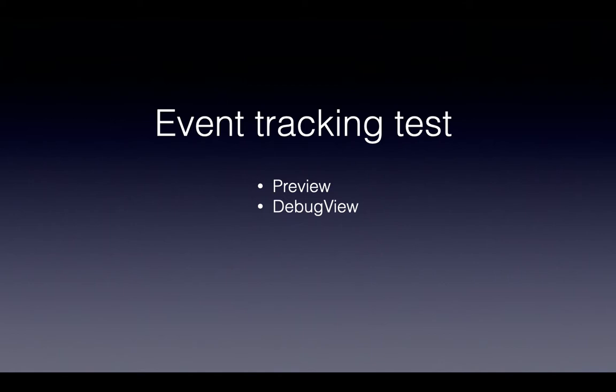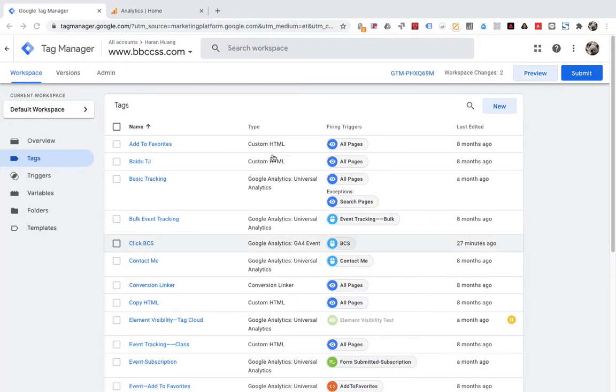The second type is DebugView. The real-time report data of GA4 can only see the last 30 minutes of data, and cannot see the real-time data. However, GA4 provides a report dedicated to testing, namely DebugView, which can be tested through DebugView. Next, I will demonstrate the specific operation.